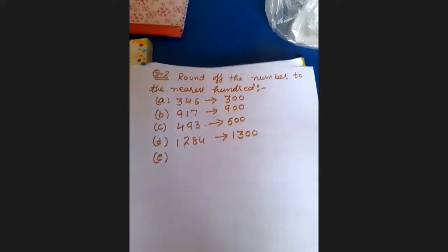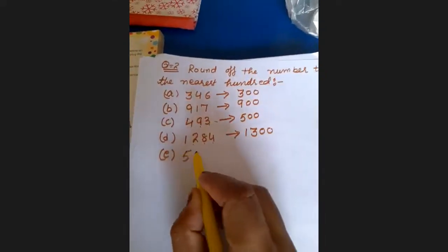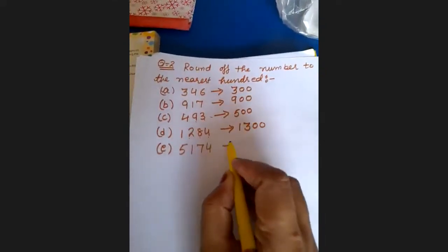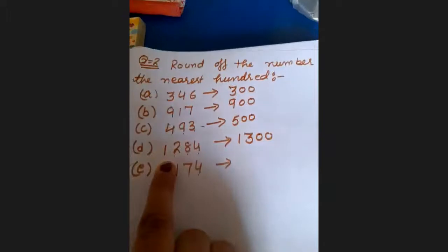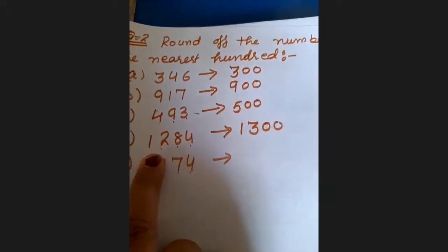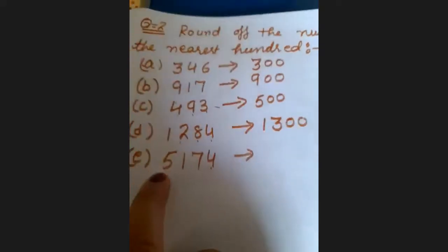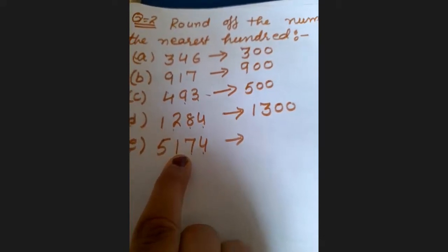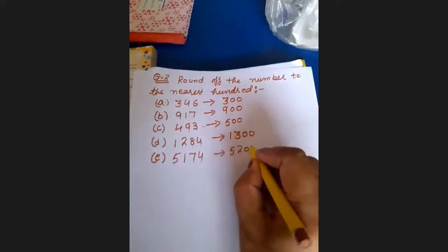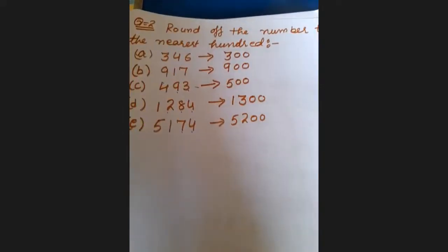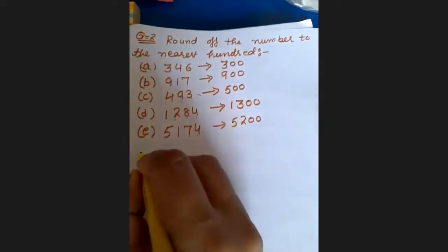Now your number is 5,174. Ones, tens, hundred. So put your finger at the 100 place value number. And the next number is 7. 7 is greater than 5. So the nearest value is 5,200. Next is part F.